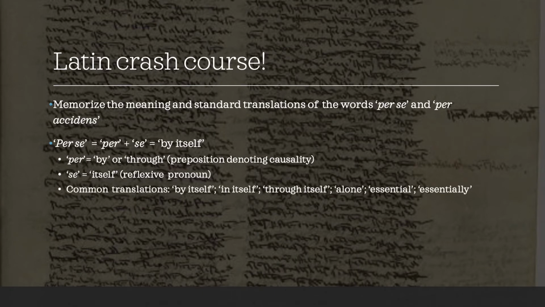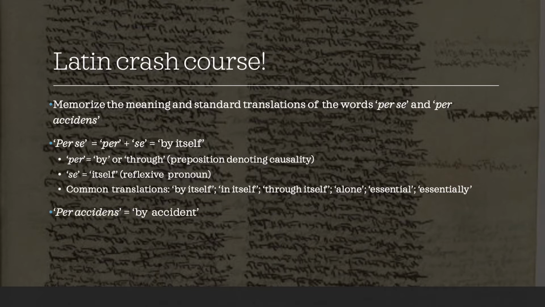Common translations of per se are by itself, in itself, through itself, alone, essential, and essentially. If you see any of these phrases, there's a good chance that what the translator is translating is the phrase per se.